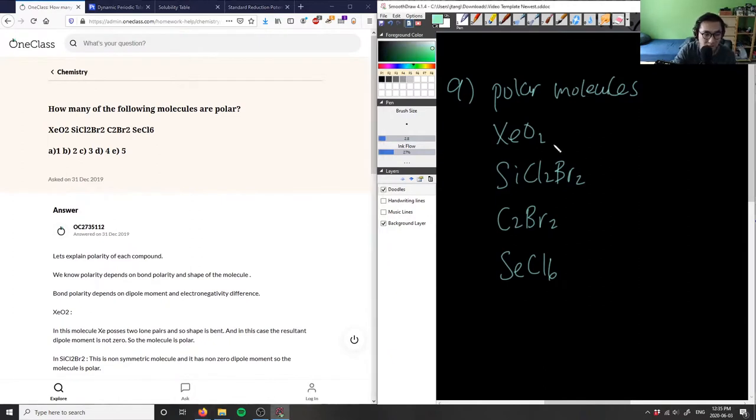So we have xenon dioxide. This here is XeO2. If I were to draw the Lewis structure, the oxygen is going to bond this way, and the other oxygen is going to bond this way as well. In this case, we're going to look at VSEPR theory. We're going to put the xenon in the middle, and the oxygens are going to be on both sides here.